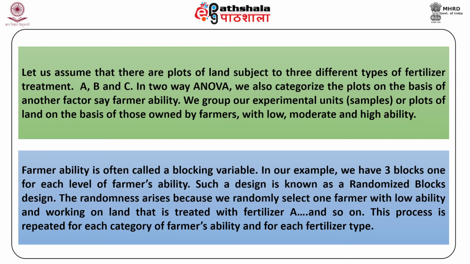Farmer ability is often called a blocking variable. In our example, we have 3 blocks, one for each level of farmer's ability. Such a design is known as a randomized blocks design. The randomness arises because we randomly select one farmer with low ability and working on land that is treated with fertilizer A, and so on. Now this process is repeated for each category of farmer's ability and for each fertilizer type.